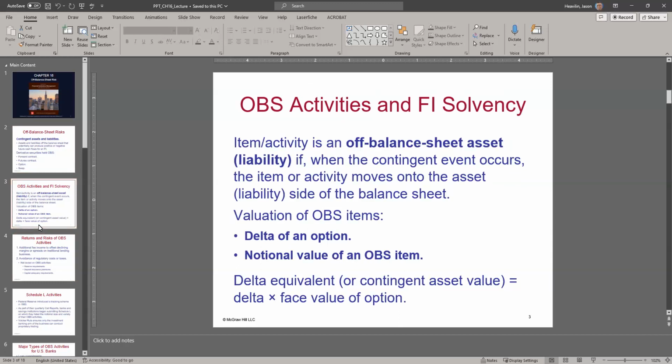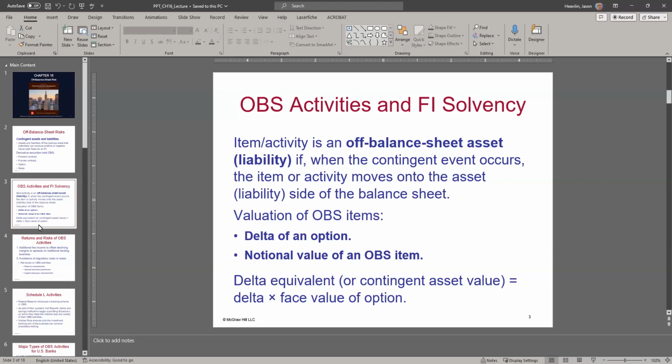Off-balance sheet activities and financial institution solvency. An item or activity is an off-balance sheet asset or liability if, when the contingent event occurs, the item or activity moves onto the asset or liability side of the balance sheet. Rough, oversimplified, imperfect example: you have a futures contract to buy an item at a certain price. When that gets executed, you actually purchase it for that price, a cash flow is triggered, and now you own that asset. Now it's on the balance sheet, and your cash was impacted as well.